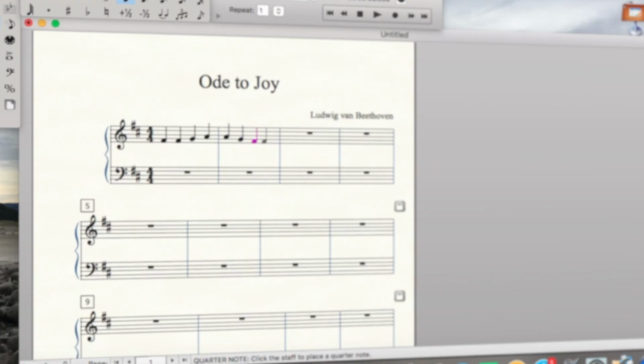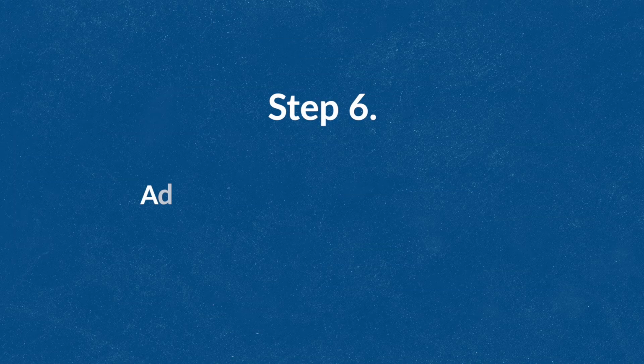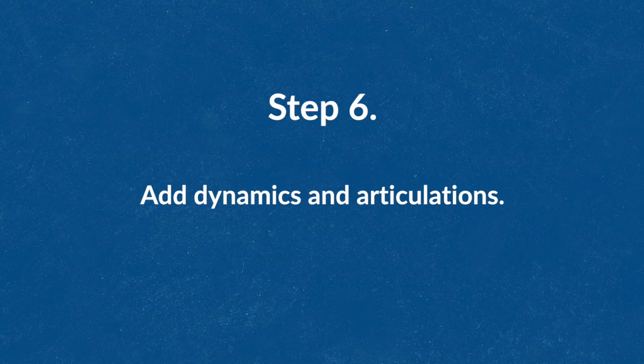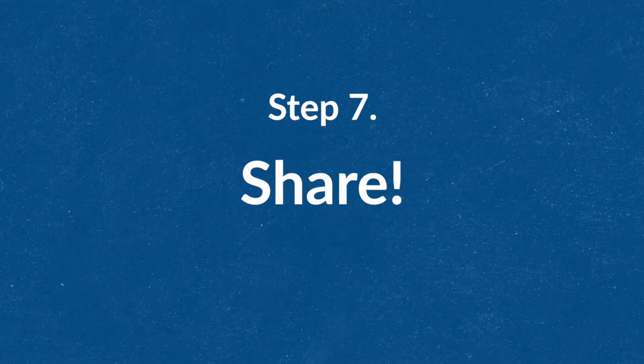You can either do it by hand, or there are many software programs like the one I use called Finale, which allow you to enter it on your computer and print nice professional looking music. Step 6, go through and add in dynamic markings, articulations like staccatos, slur marks, any kind of instructions to tell the performer how to play it. And finally, step 7, share it. Share your original composition with a friend or share it with me online.